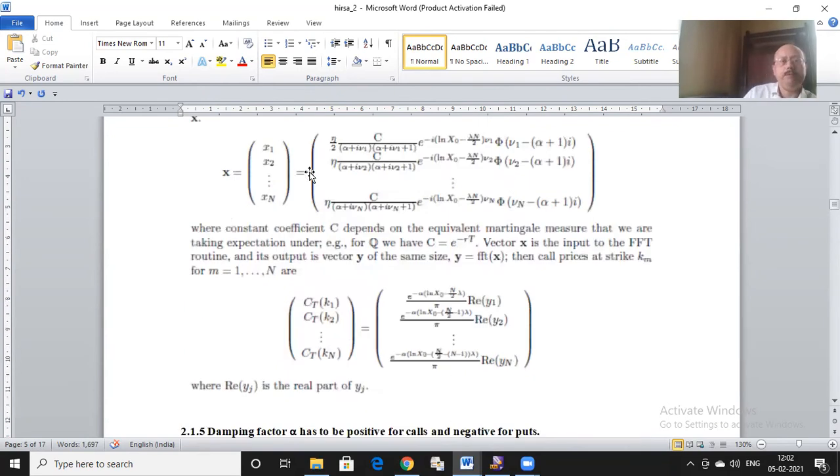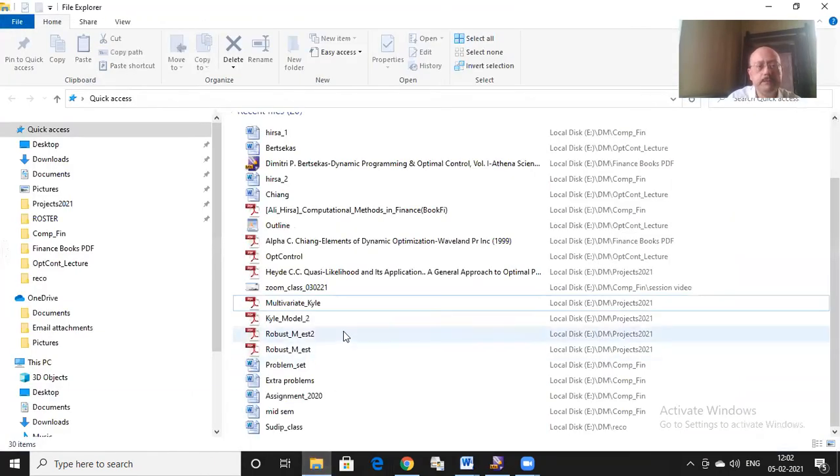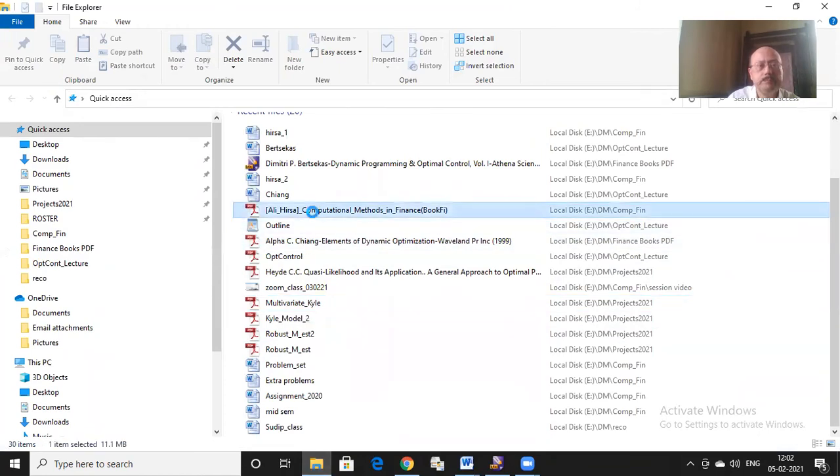Okay. So then we are left with the question of alpha. So far, all we know is that the damping factor alpha must be positive for call prices and negative for put prices. But we don't have a theoretical clue about what the value should be like. So now if you refer to the book, there are some figures on pages 45 and 46. So let me open the book then. You can look at the pictures.